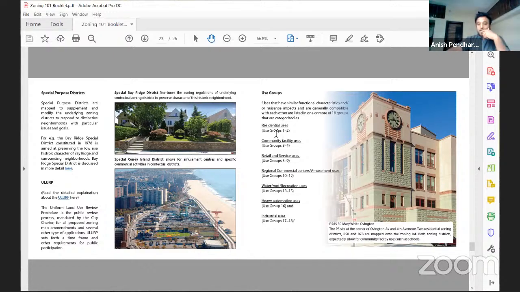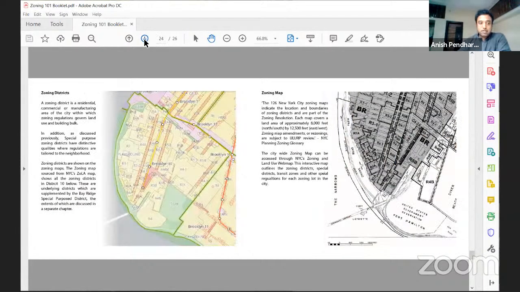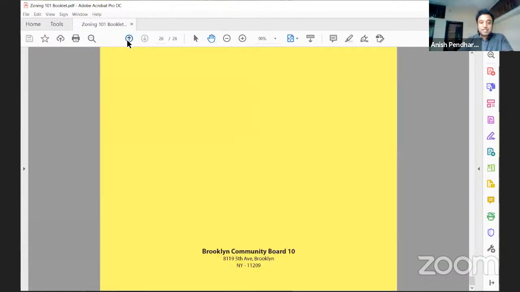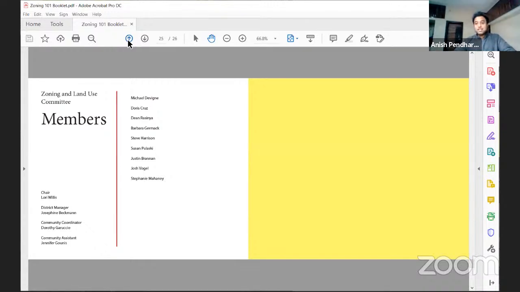And I will also include links to each one of them where the NYC zoning website mentions them in much more detail, so that if someone has to read more about that, they could just click on the link and go to the website. And then what are zoning districts, zoning maps, and then a list of current zoning and land use committee members. So this is obviously not the whole list. These are just the names I could find on the website.